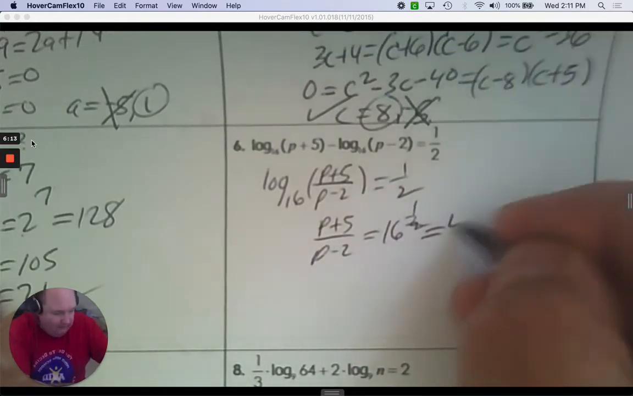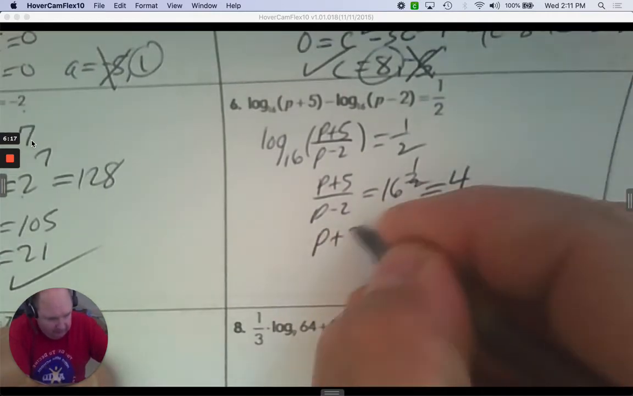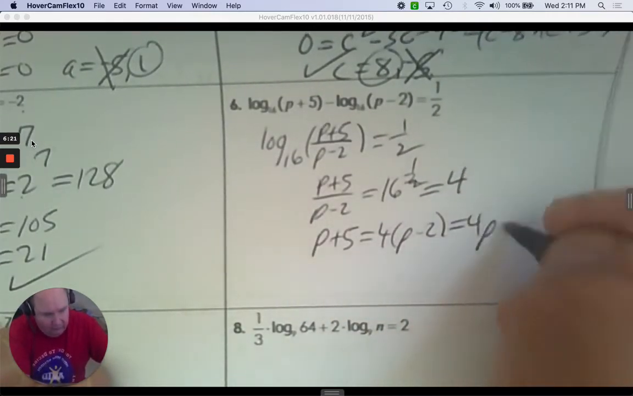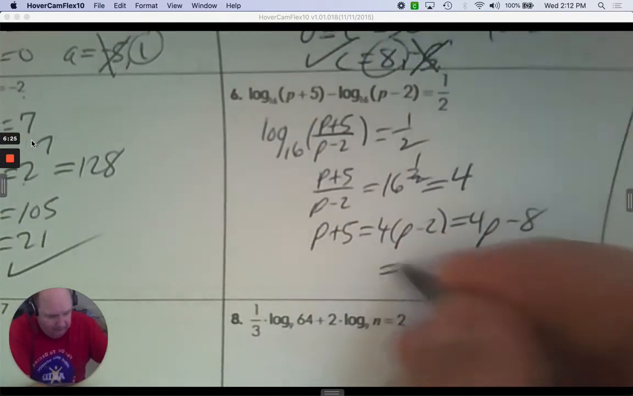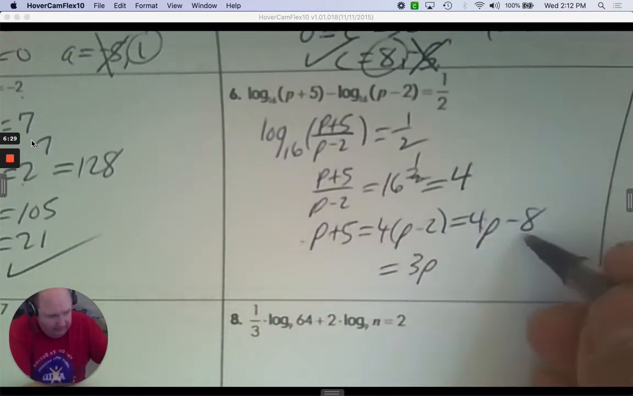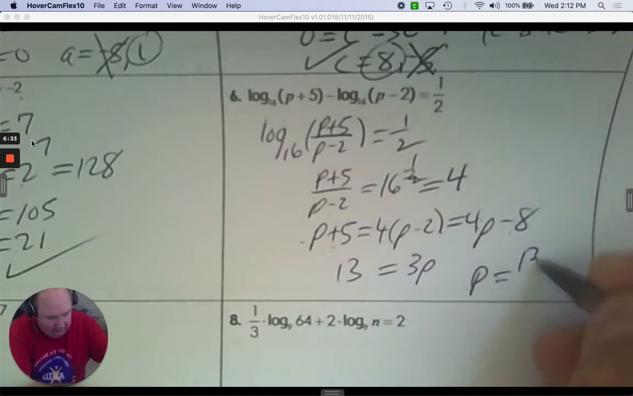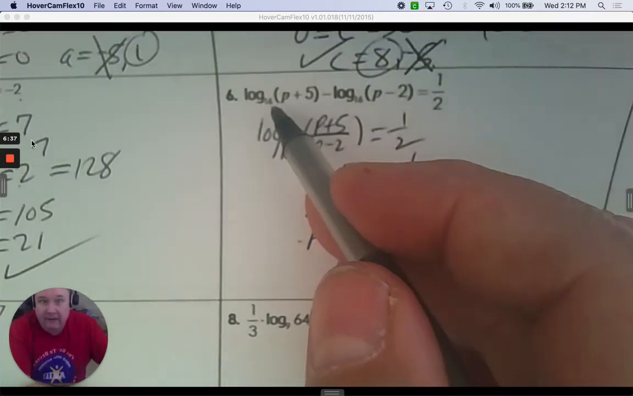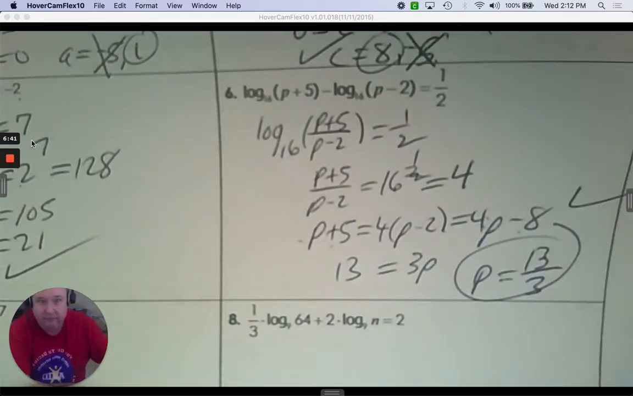16 to the 1/2 means the square root of 16. That's 4. Multiply both sides by p, subtract 2. Make sure you distribute. And then we combine like terms. So 4 subtract 1 is 3. Add 8, and that's 13. And then when you divide, you get a fraction, which is 13 over 3. And that gives you a positive number inside the logarithm. So it's a great answer.